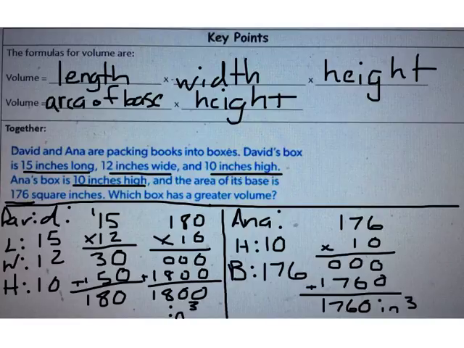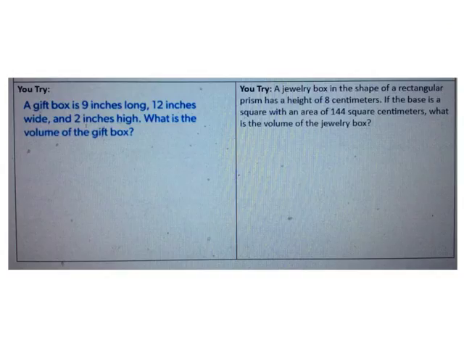The correct answer is 1,760 cubic inches. Now I can say which box has the greatest volume. David's box has the greatest volume because 1,800 is greater than 1,760. Let's do the next problem.